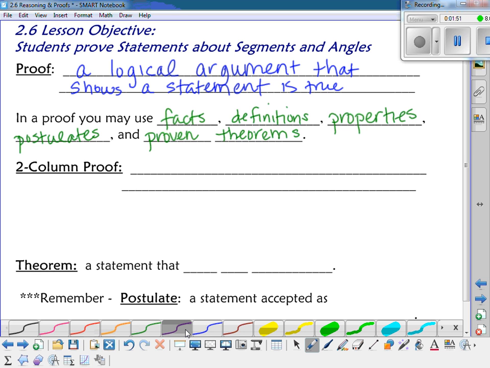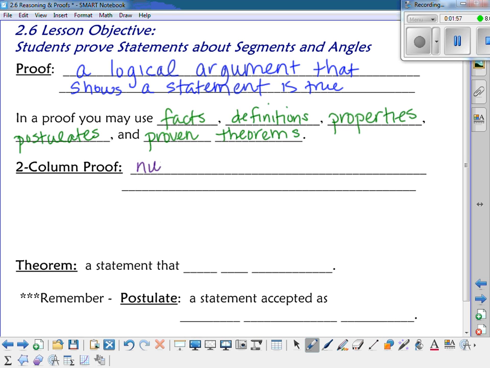So a two-column proof is just one type of proof. It's where we use numbered statements and reasons, and they're in a logical order.